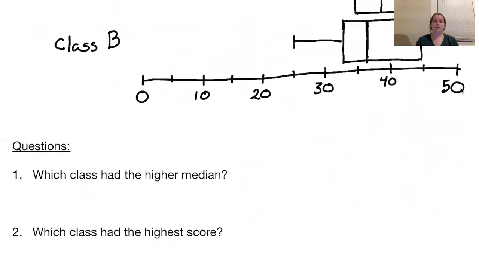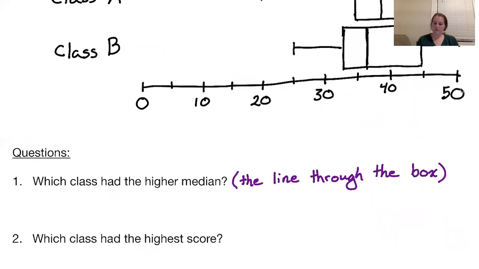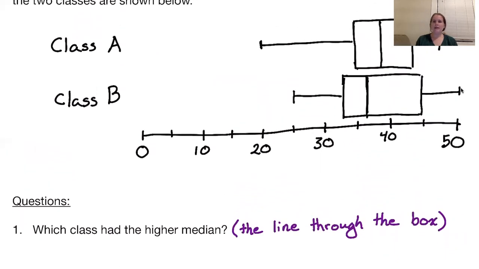Our first question: which class has the higher median? Again, this is the line through the box. So if we look at our data, here's the first median versus the median for A. It looks like class A has the higher median.